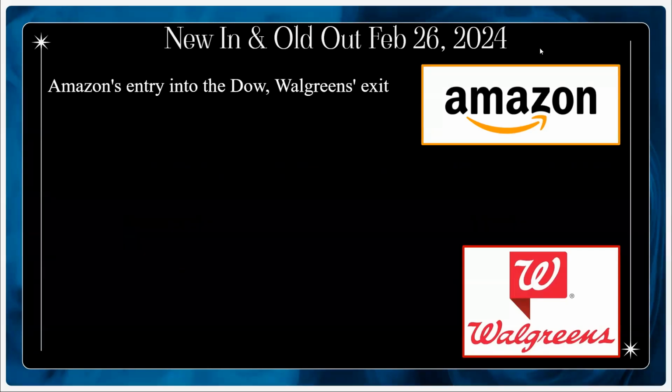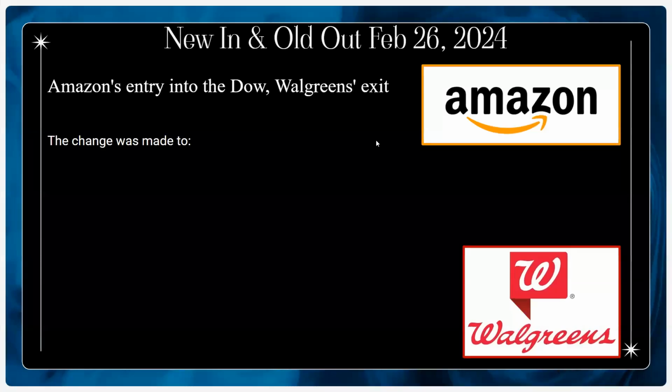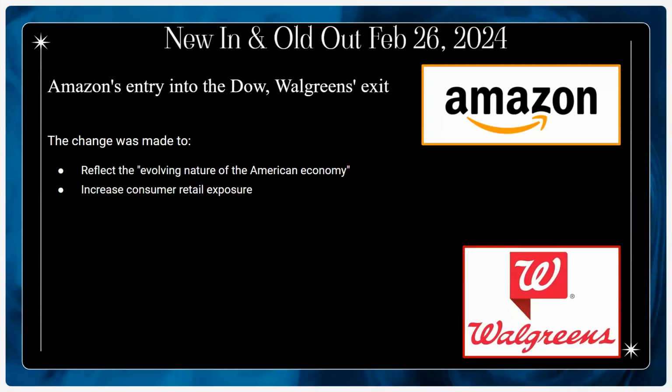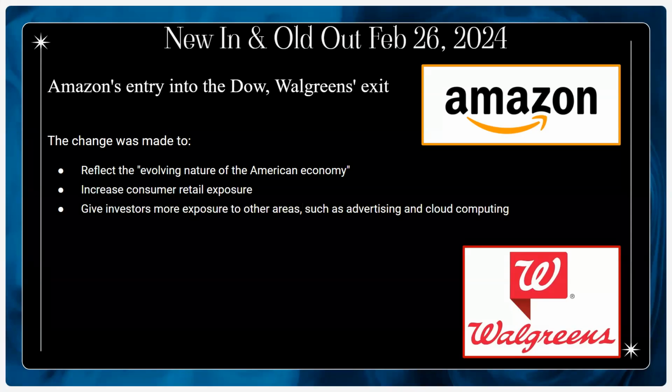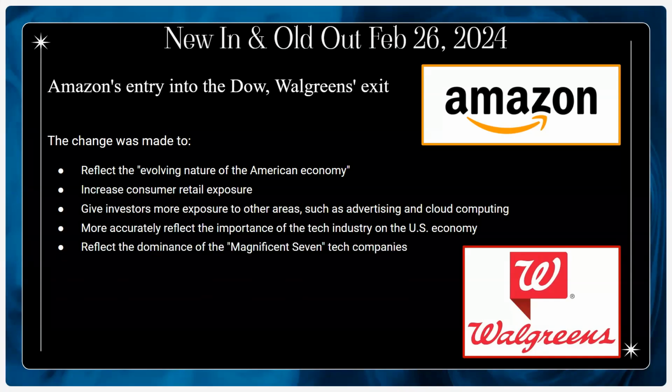Let's talk about that. The reason this really happened is because the change was made to reflect the evolving nature of the American economy, increase consumer retail exposure, give investors more exposure to other areas such as advertising and cloud computing, more accurately reflect the importance of the tech industry on the US economy, and reflect the dominance of the Magnificent Seven tech companies. Man, these seven companies are so dominant. They dominate the US 30, they dominate the NAS 100, and they dominate the SPX 500.